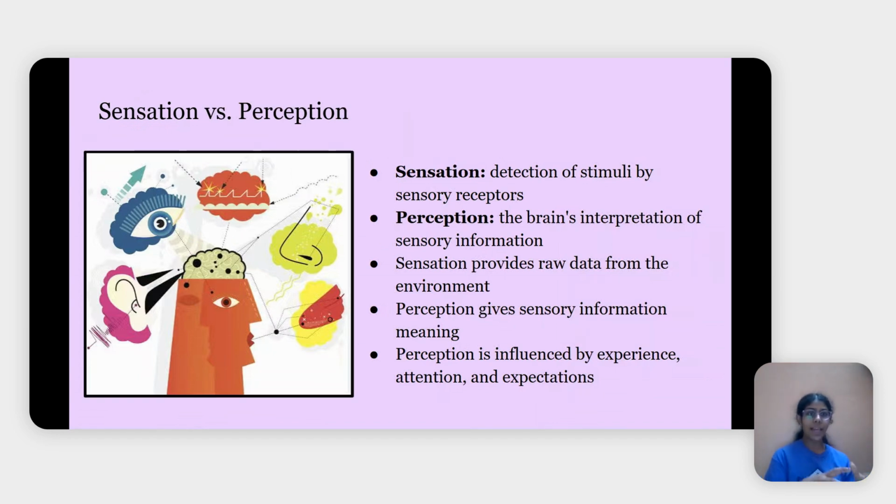Now, there's a common debate that comes up in neuroscience, and that's sensation versus perception. Sensation, by definition, is the detection of stimuli by sensory receptors. Perception is the brain's interpretation of the sensory data. So, sensation provides the raw information from the environment. Perception gives that sensory information meaning; it's our interpretation of it. And that's why perception is seen as such a variable thing, because it's severely influenced by our experiences, our level of attention, and our personal expectations of what the sensations should or should not be.